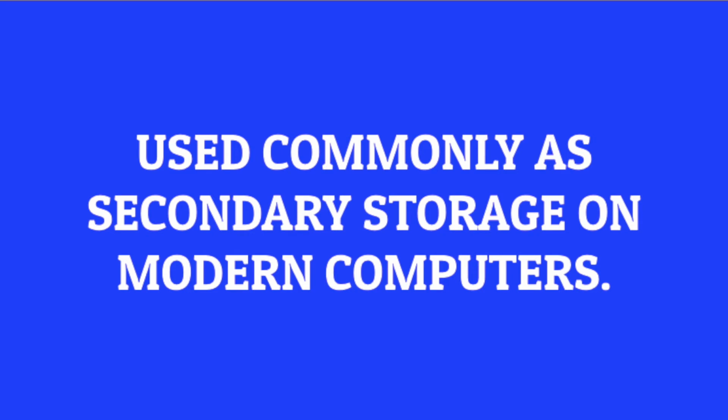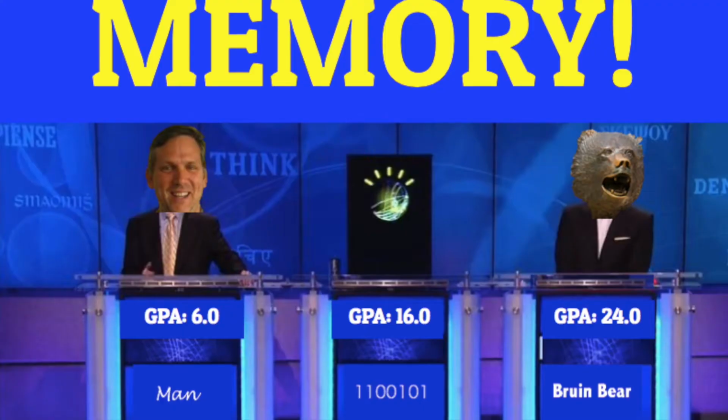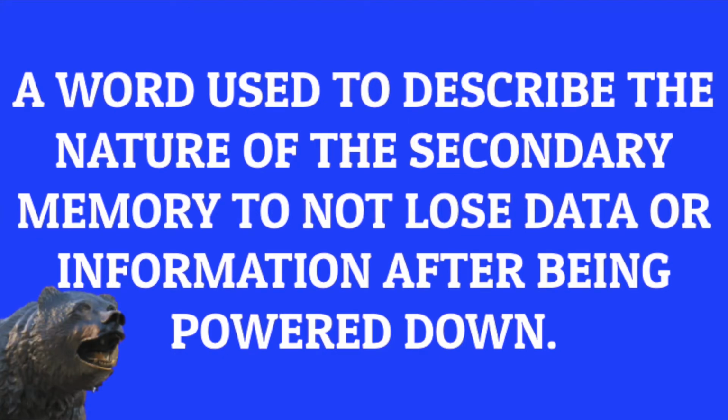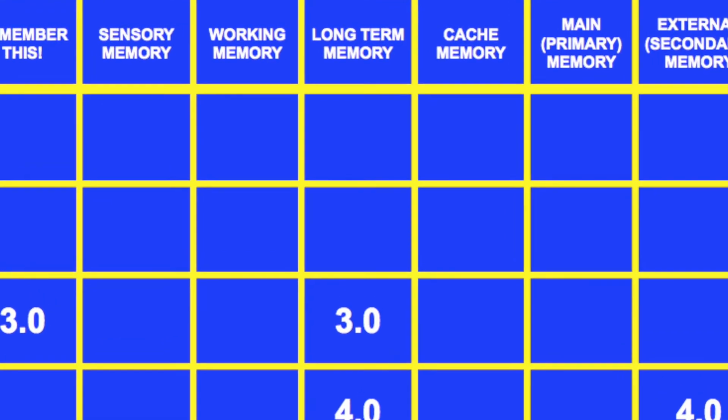Used commonly as secondary storage on modern computers. What is a hard disk? External for 3.0. A word used to describe the nature of the secondary memory to not lose data or information after being powered down. What is non-volatile? Long-term for 3.0.